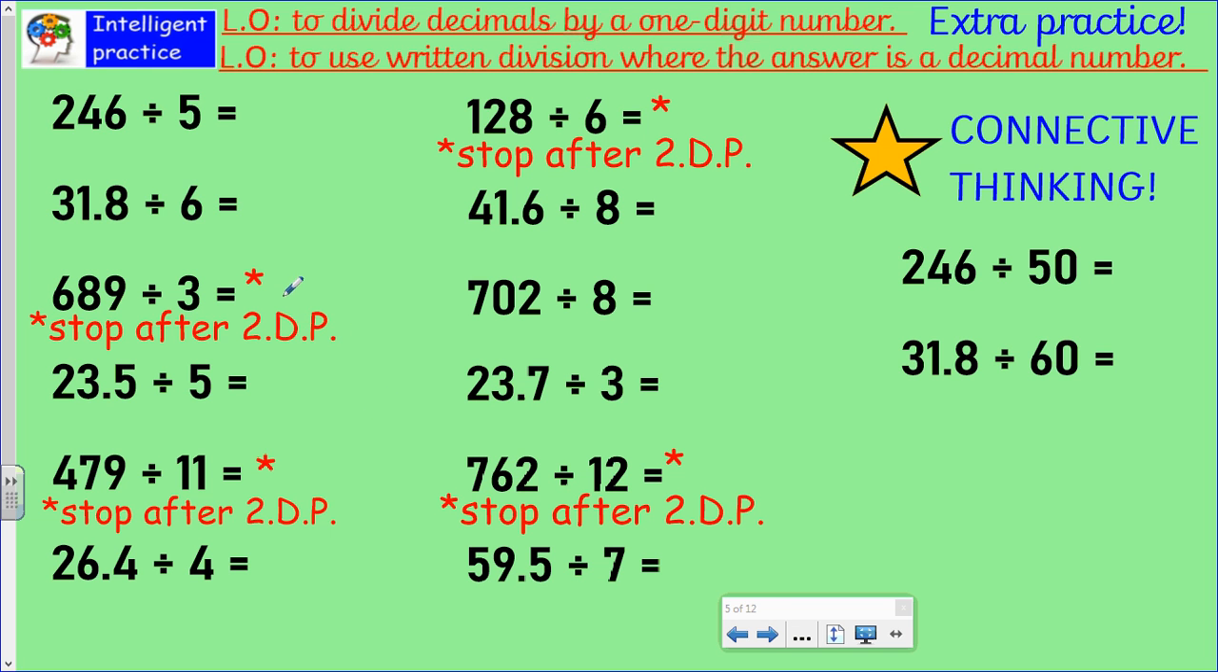On four of these questions, I've put to stop after two decimal places so that you're not going on and on forever. You will see when you get there why I've put that. So when you get to the hundredths column, don't worry about carrying on into the thousandths. Stop after two decimal places, okay? And we've chucked in a little bit of connective thinking. So 246 divided by 50, you'll notice, is linked to this question here. 31.8 divided by 60 is linked to this question here. So that is optional. Feel free to send us the answers, and you've also got the answers on the slide as well, on your PDF or your PowerPoint.